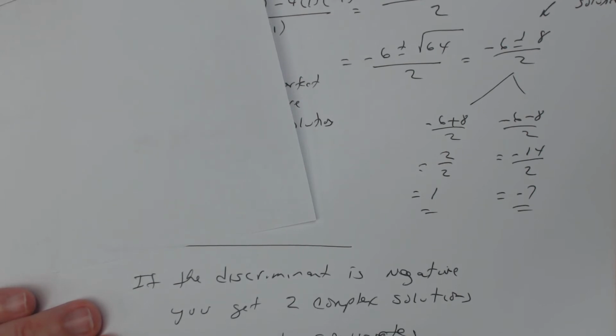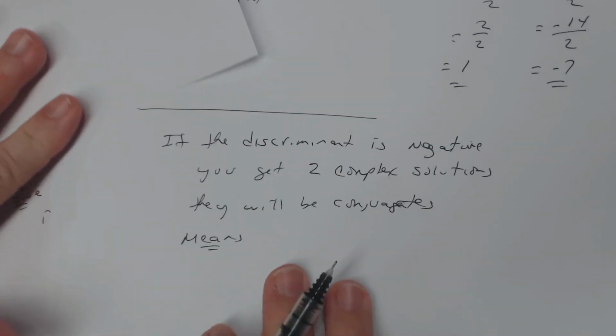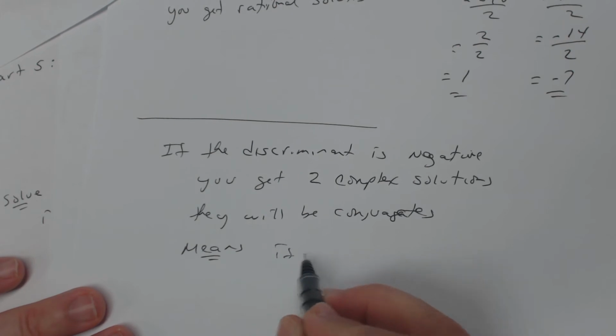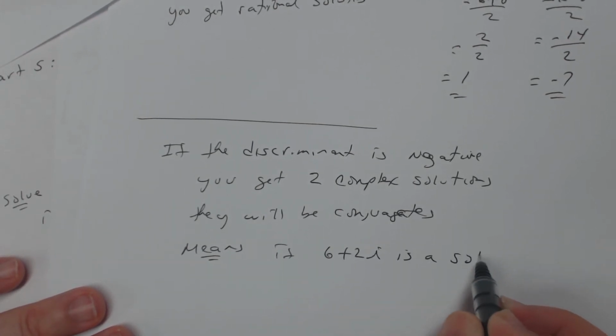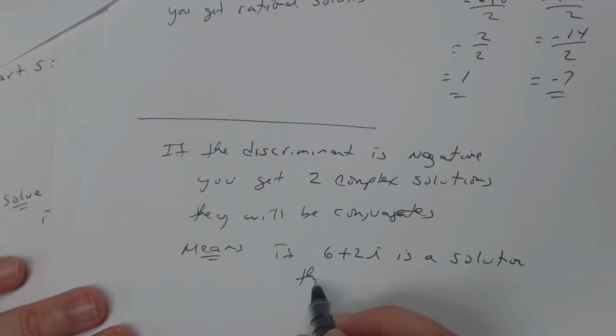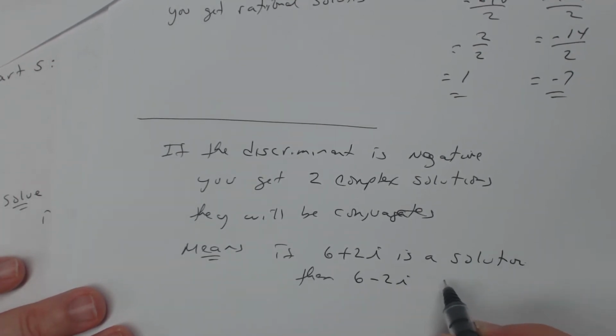Which means this. Oops, they will be conjugates, which means this. If 6 plus 2i is a solution, then 6 minus 2i is the other solution.